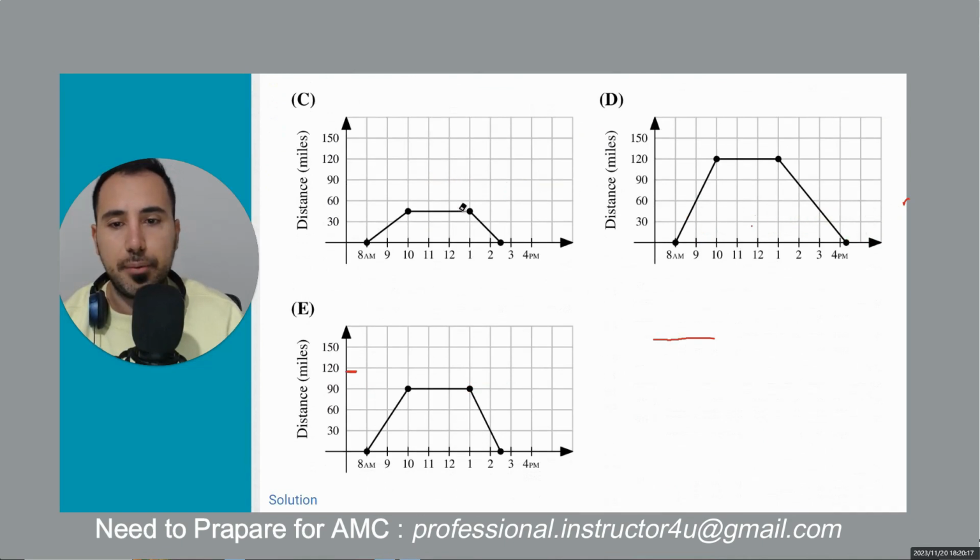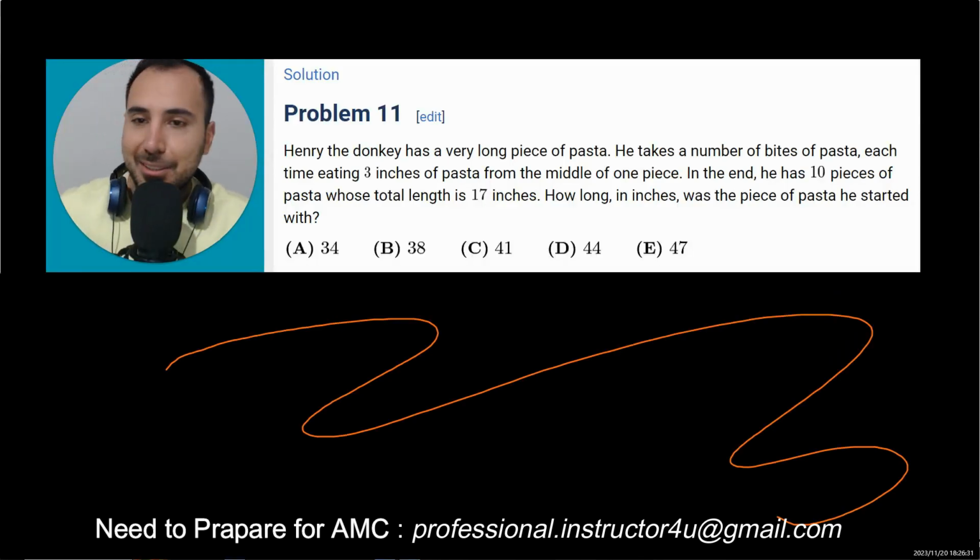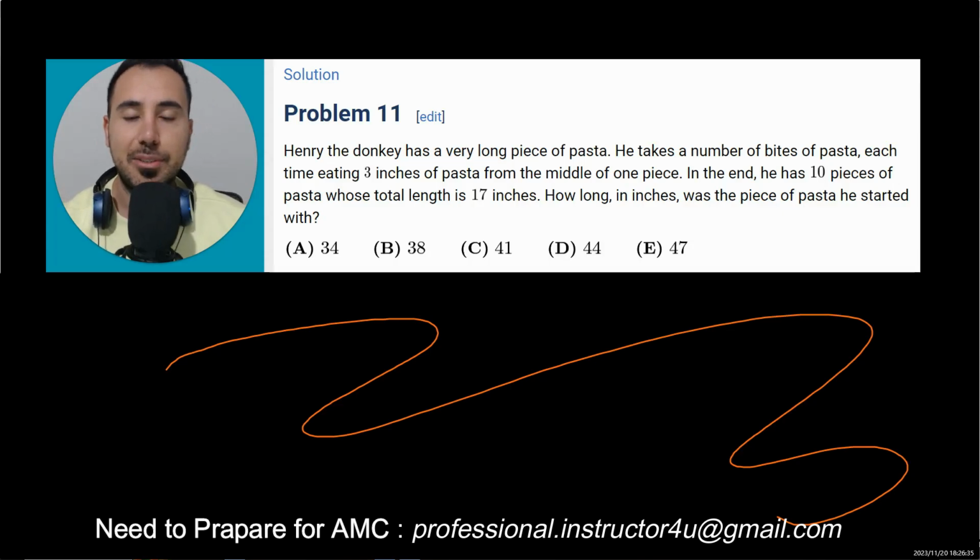Let's check why. We know we have to get to 90. We go from 8 to 10, 2 hours. We stay here for 3 hours, and in 1.5 hours, we go back home. So, of course, E is the right answer. Problem 11 is all about understanding the question. If you understand the question, guaranteed you will get the right answer. Okay, so let's just see it.